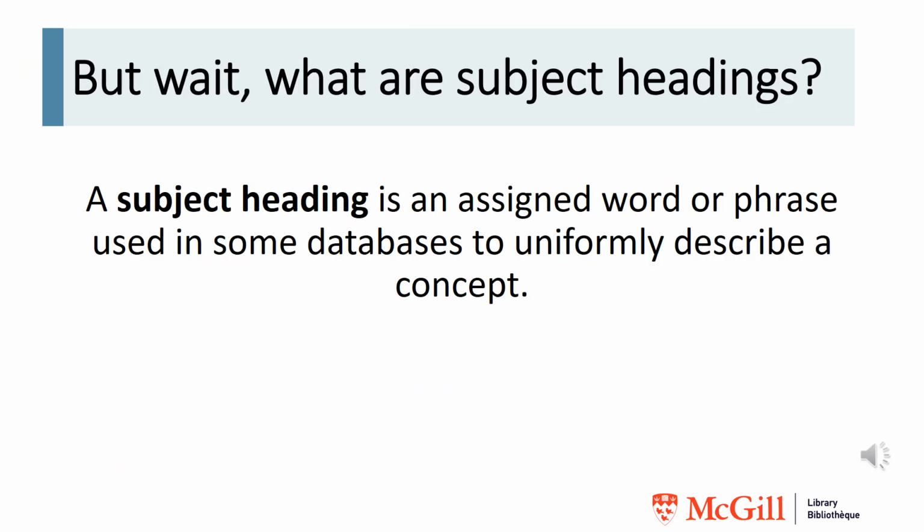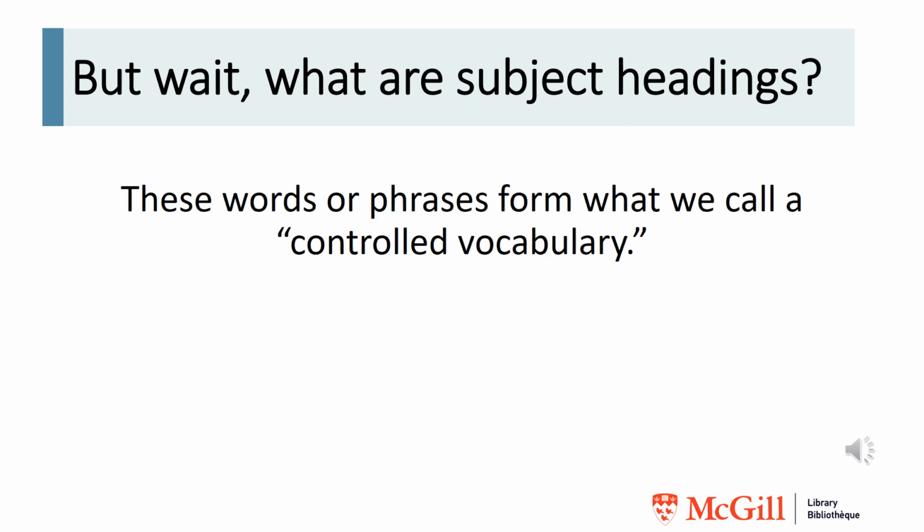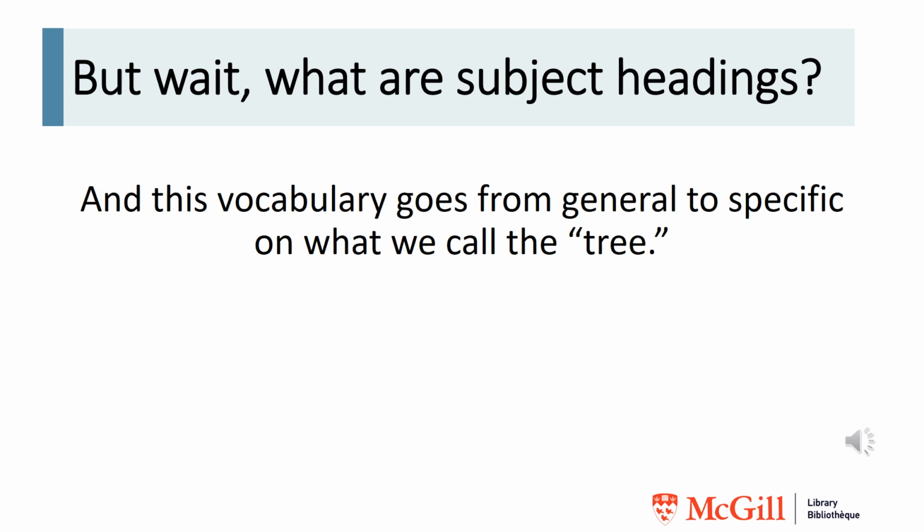Now, before we go any further, it's going to be important for us to understand what subject headings are. A subject heading is an assigned word or phrase used in some databases to uniformly describe a concept. These words or phrases form what we call a controlled vocabulary. This vocabulary, or list of words, goes from general to specific on what we call the tree.